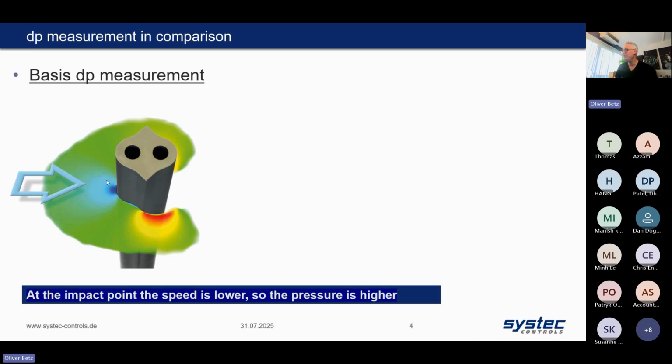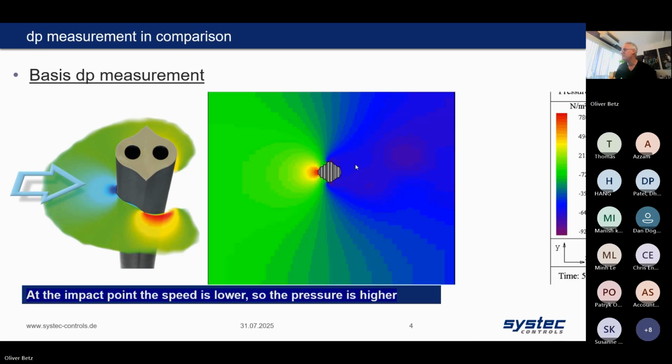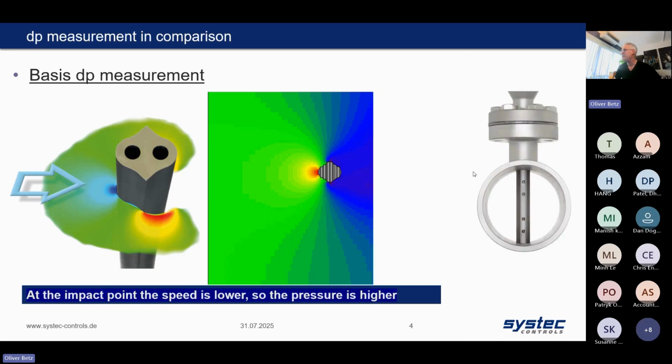So at the impact point, the speed is lower, so we have a high pressure here. And since we speed up the velocity at the side of the probe, you have a lower pressure on the back side, and you have two channels inside, and at the front side you have a number of tappings to get this pressure. So here's the simulation of the pressure. You can see here at the front you have a very high pressure, red color, and on the back side you have a very low pressure. And this is how a pitot tube looks inside of a pipe.